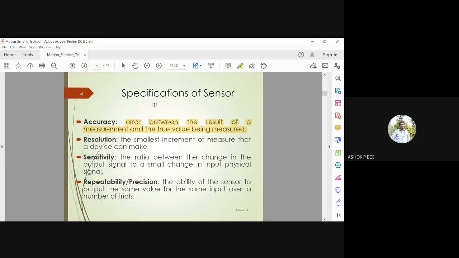Resolution is the smallest increment of measure that a device can make. So resolution is the smallest possible value which I can measure. Sensitivity means if the input is changing, how the output is changing. Is my device sensitive to any change in input? That is sensitivity. Repeatability or precision is how accurately my device can reproduce the same value over a particular amount of time.